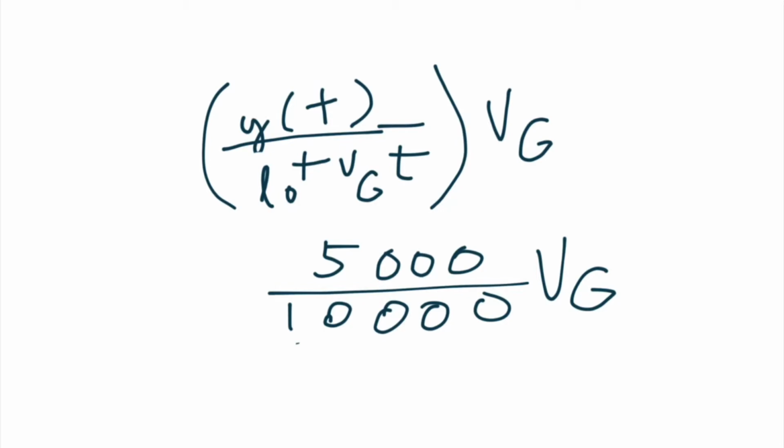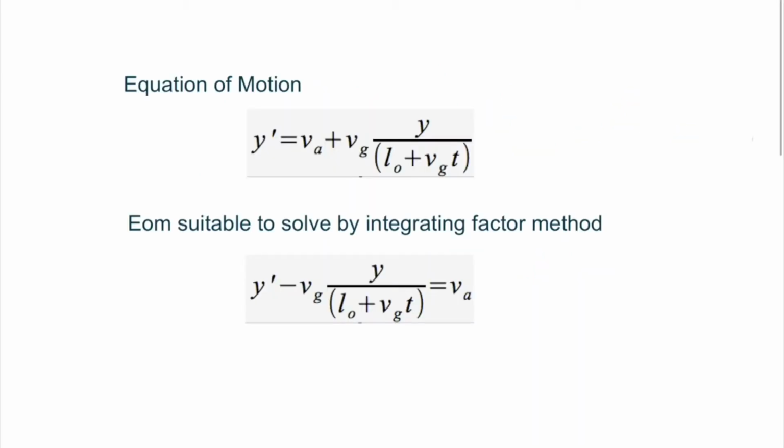So this will be our rubber band velocity. And just to clarify, that's the rubber band velocity where the ant is. That's where it counts. So now if we substitute that in, for the equation of motion we get y prime is VA plus VG times y over L0 plus VGT. And from here, I think this is the hardest part, finding the equation of motion. It certainly was for me.